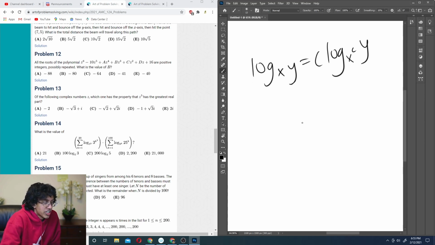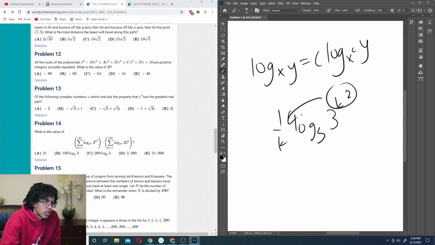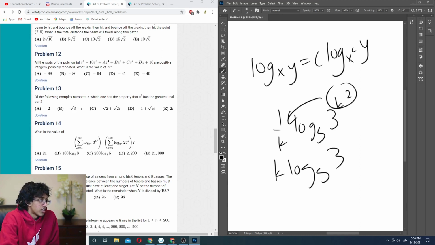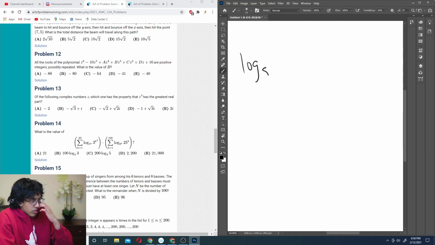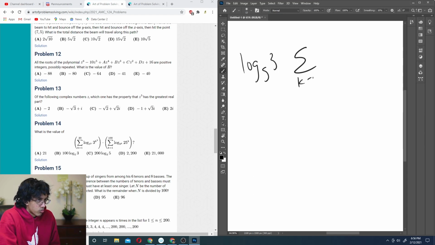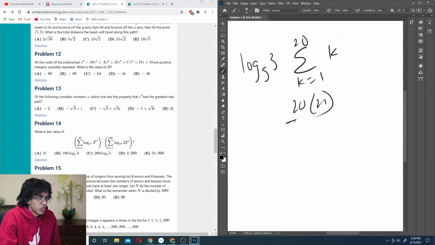Okay, so essentially that means that this is 1 over k log 5 of 3 to the k squared. We take out the k squared from the log, and that basically gives you k log 5 of 3. And essentially, the only thing that changes when you're summing from 1 to 20 is the k. So you can factor out the log 5 of 3, and you get log 5 of 3, sum of k equals 1 up to 20 of k. So then we know this is just n times n plus 1 over 2, so 20 times 21 over 2 is equal to 210.